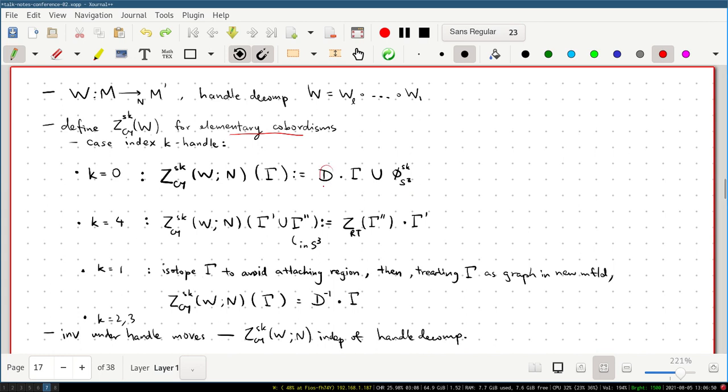So I think I didn't mention that this constant here is the dimension of the category A. For k equals 4, we are killing off an S3 component. So what we do is we just evaluate the graph that's inside that component, and leave the rest. For k equals 1, we're adding a one handle, so the attaching region is a pair of balls. So we can isotope the skein to avoid that, and we can treat it as a skein in the resulting three manifold, and we just put a constant in front. This is well defined because any way you push it off, they're all isotopic themselves.